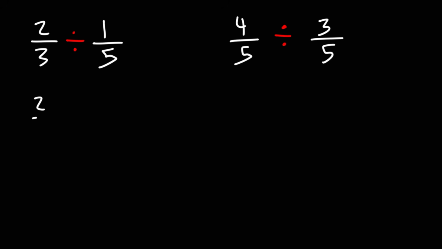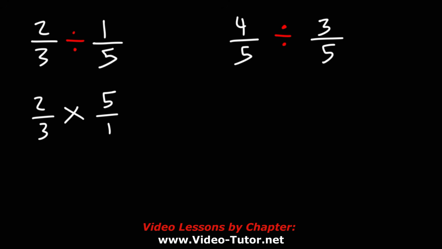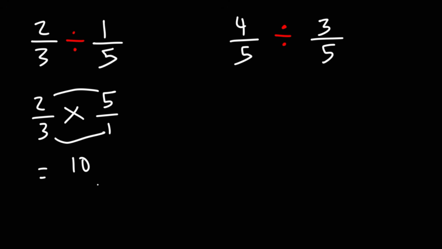So let's begin. So we'll keep 2 over 3, we'll change division to multiplication, and flip the second fraction. Now we can multiply across. 2 times 5 is 10, 3 times 1 is 3. So the answer is going to be 10 over 3. This is an improper fraction. But for now, we'll leave the answer like that.